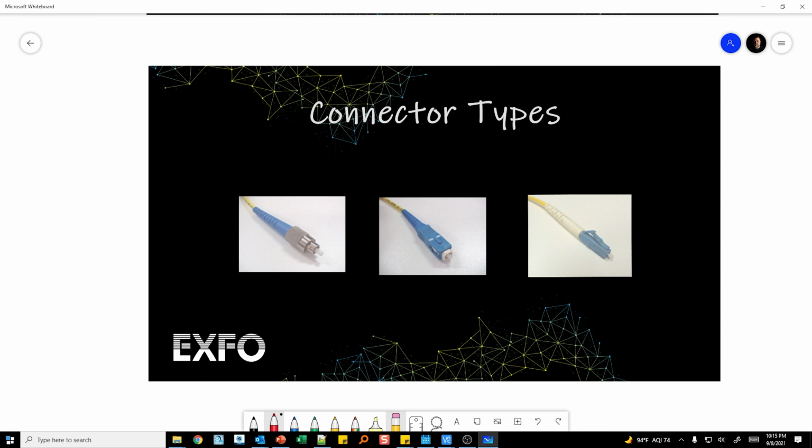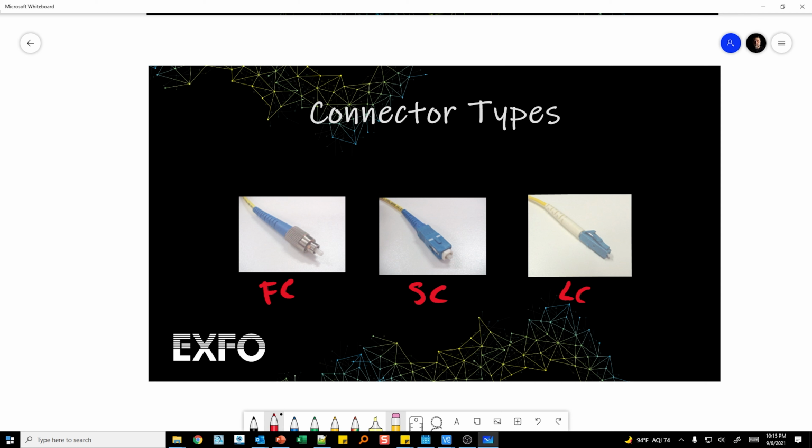So there's different types of connectors. This right here is a Frank Charlie, this is a Sam Charlie, and this is a Lima Charlie. Of course, those are just acronyms or nicknames. This is a subscriber connector, a Lucent connector. And so these are different types of connectors in the system.